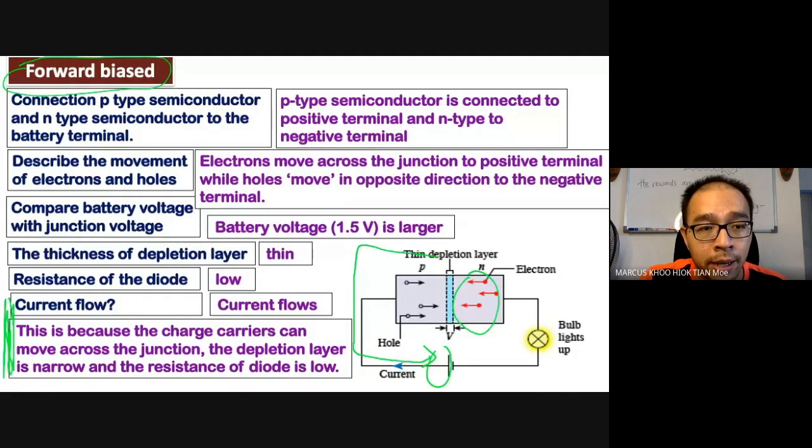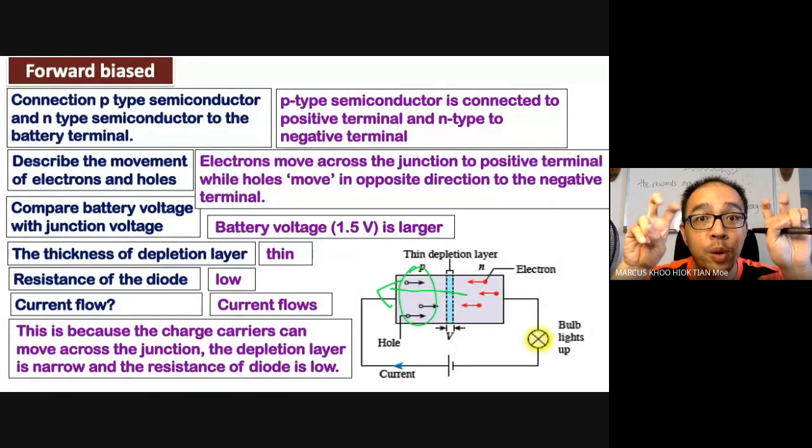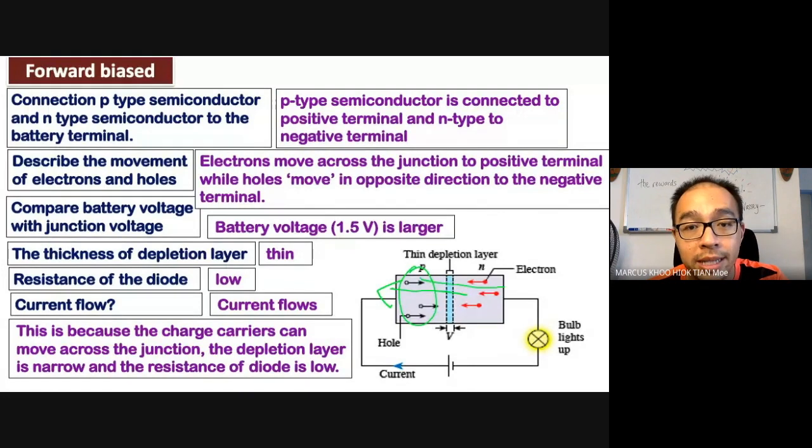In the forward bias, the electrons are pulled this way, the holes are pulled this way. So the depletion layer will become much thinner.